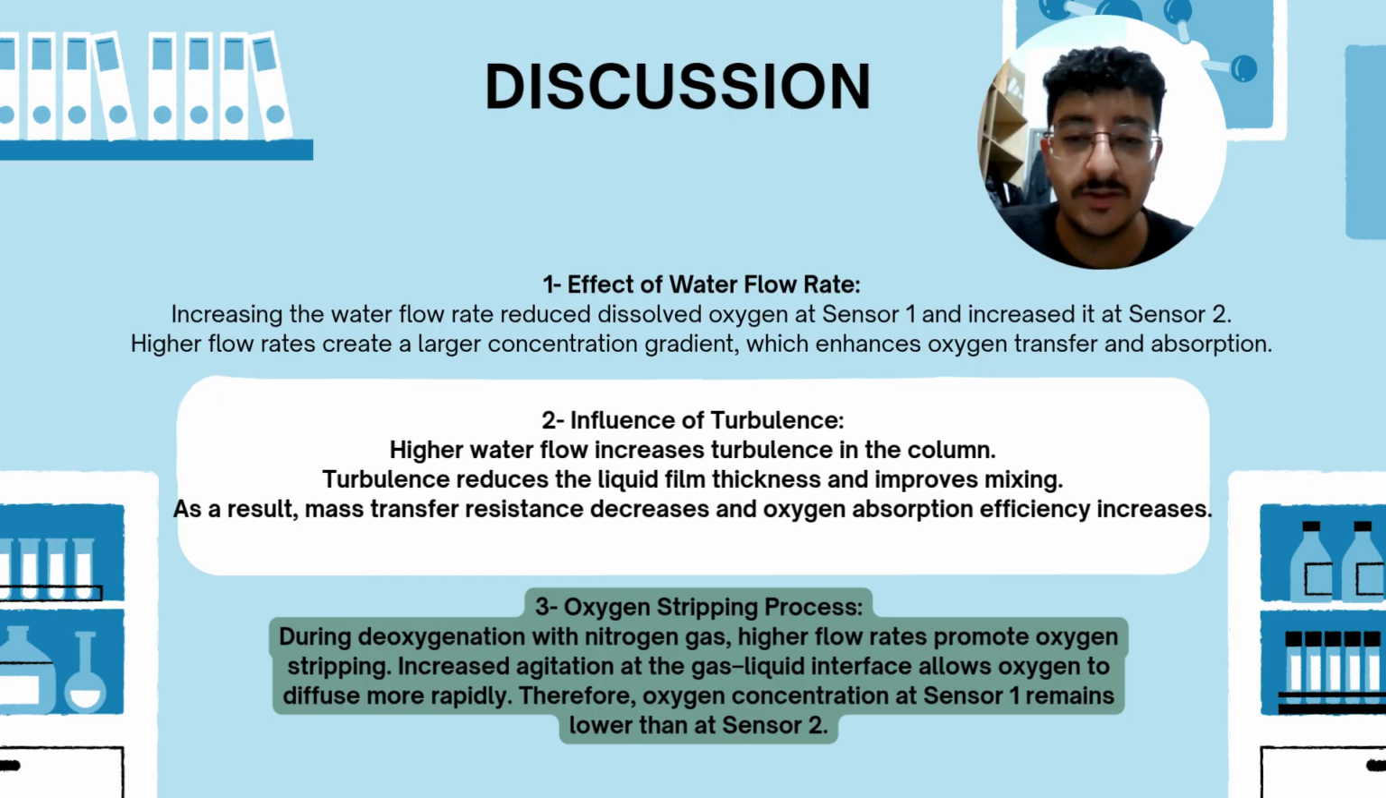And now moving to discussion. So increasing the water flow rate improved oxygen mass transfer in the falling film absorber, and higher flow rates increased turbulence and mixing, which reduced the thickness of the liquid film and lowered mass transfer resistance. During the deoxygenation process, the stronger turbulence also enhanced oxygen stripping by nitrogen gas, creating a large concentration gradient between sensor 1 and sensor 2. As a result, oxygen transfer became more efficient, leading to higher absorption performance and increased mass transfer efficiency.